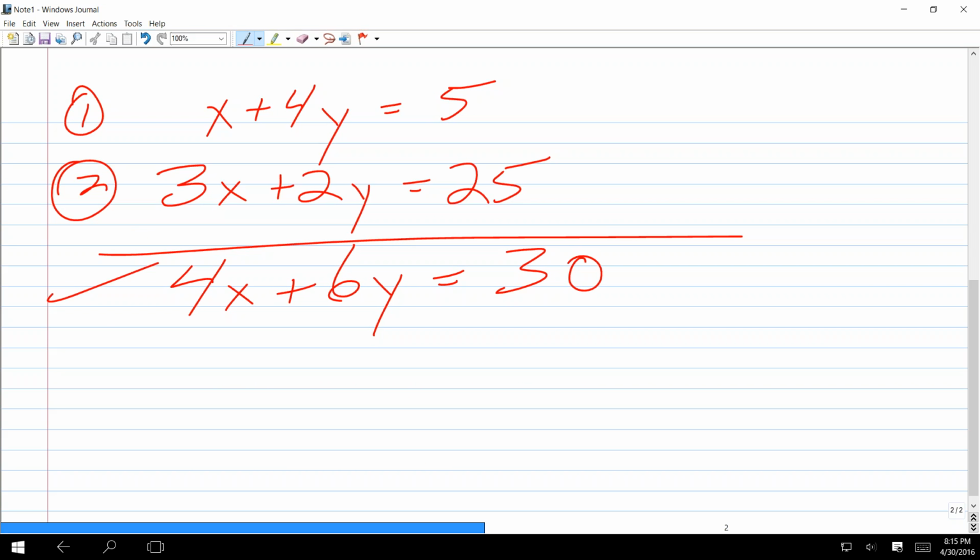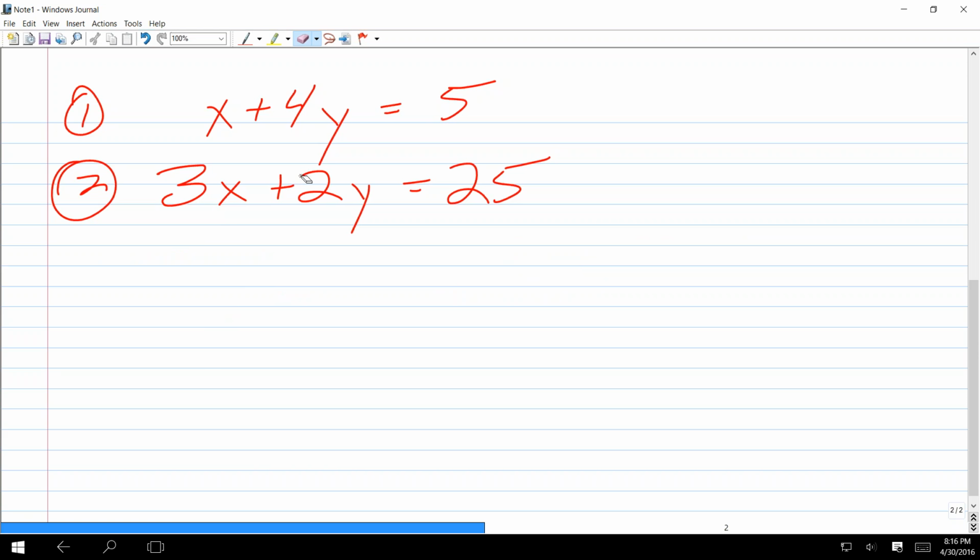That doesn't help. I can't solve it because now I have two variables and only one equation. You cannot come up with a solution when you have more variables than you have equations. You have to have the same number of variables as you have equations. So it doesn't do any good to add these two equations together unless I can eliminate a variable.